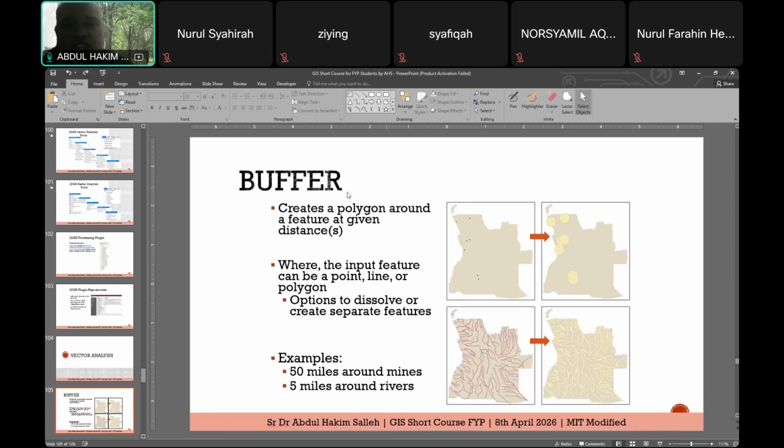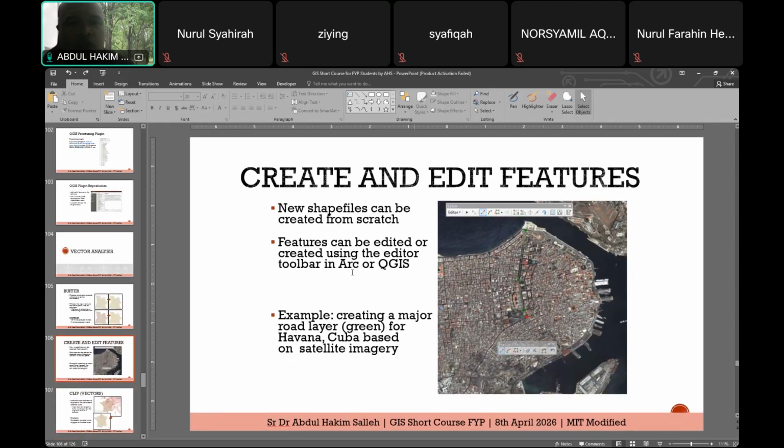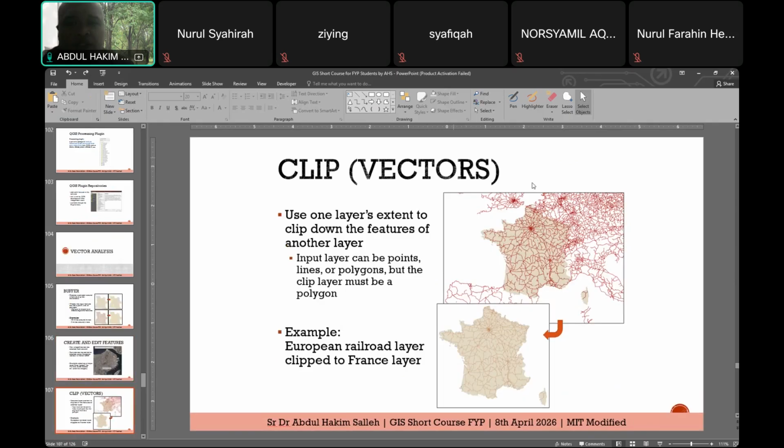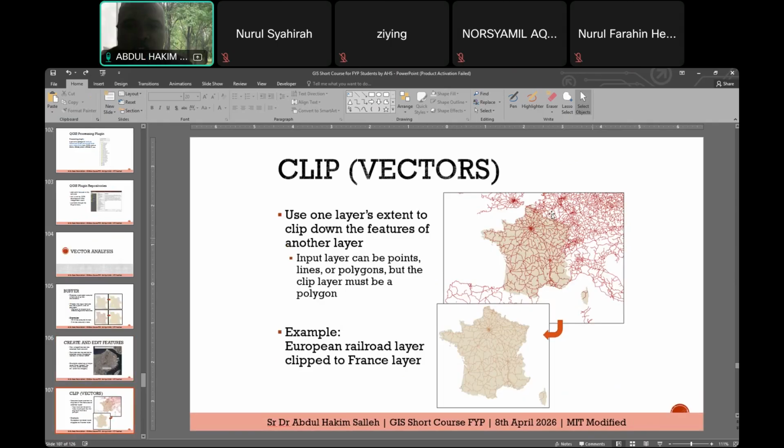Here is some vector analysis. You can do buffer. Yes, you can create and edit features like this one. You can clip the vectors into a much smaller area. There are a lot of road networks here. You can clip based on the area that you want to study.